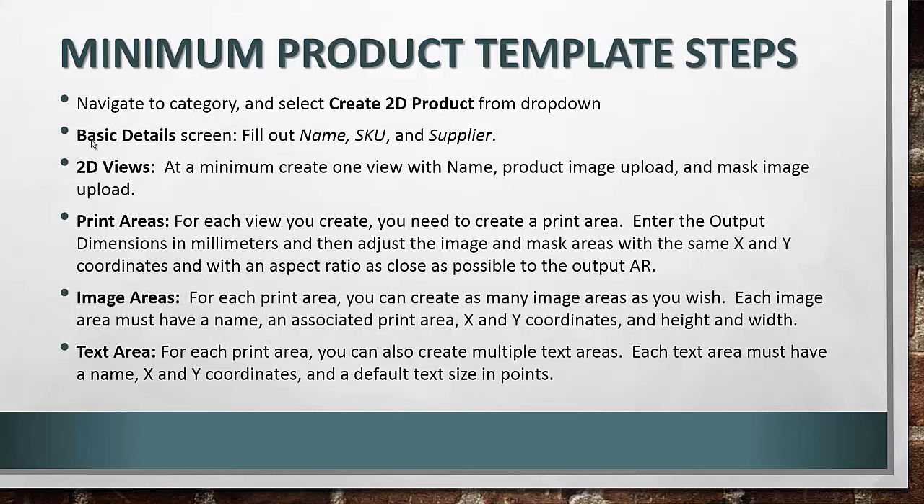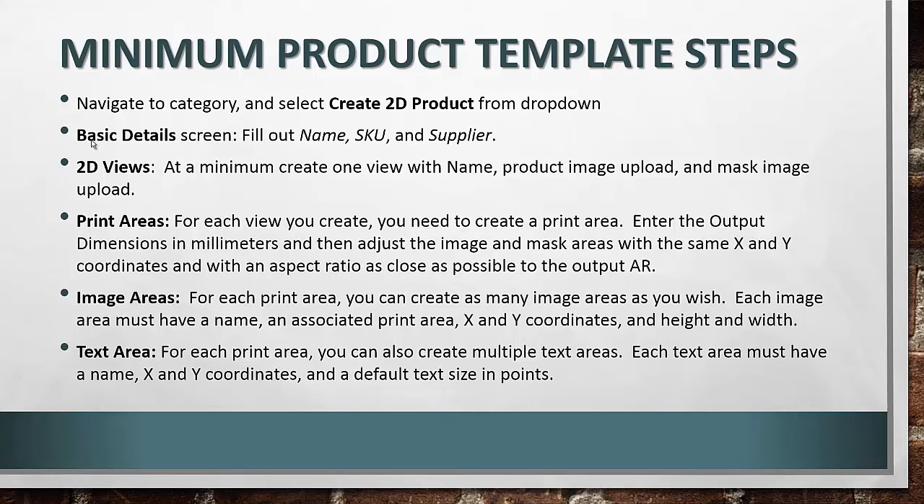The minimum product template steps that we have, just to reiterate: first, you navigate to the category and you select your 2D product from the drop-down. On the basic detail screen, you're going to fill out the name, SKU, and the supplier. On 2D views, at a minimum, you need to create one view with a name, product image upload, and mask image upload. For print areas, for each view you create, you need to create a print area, and you enter the output dimensions in millimeters, and then adjust the image and mask areas with the same X and Y coordinates, and with an aspect ratio as close as possible to the output aspect ratio.